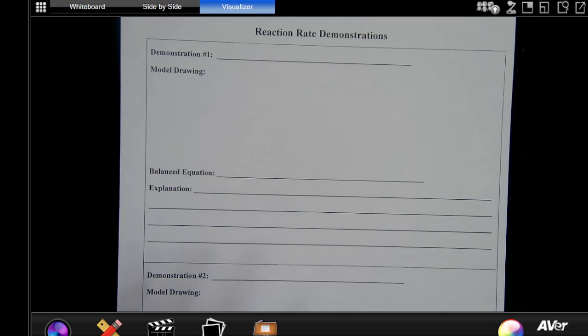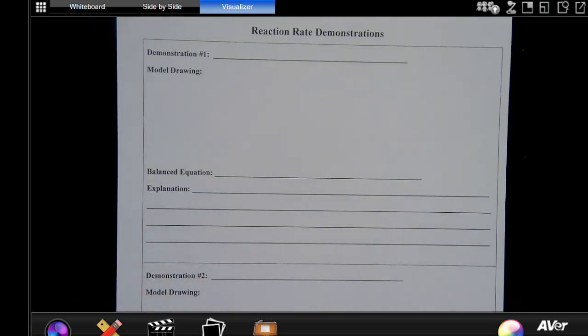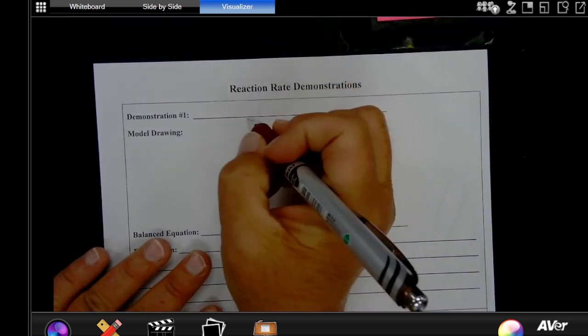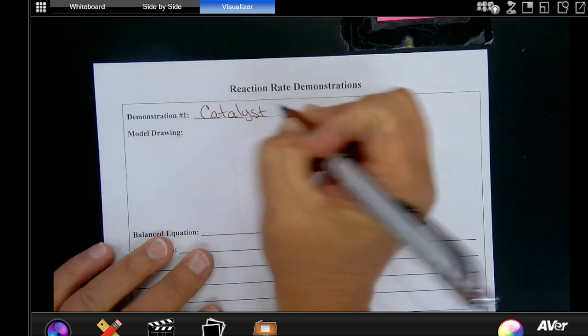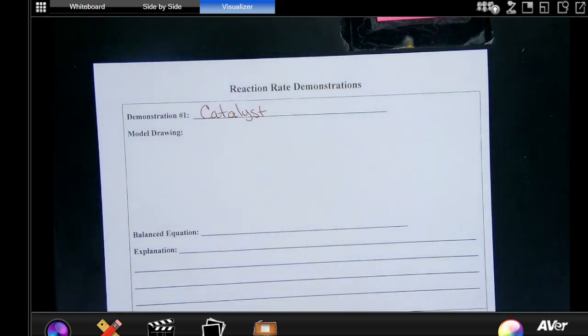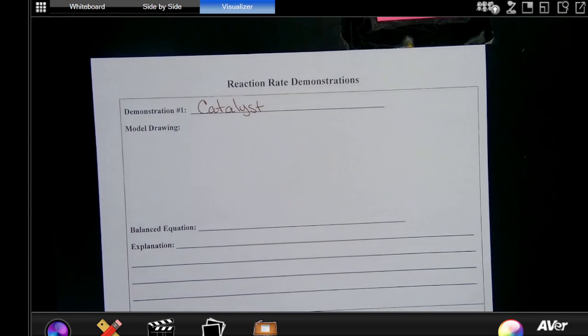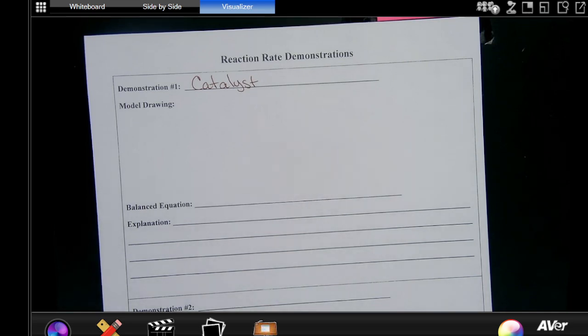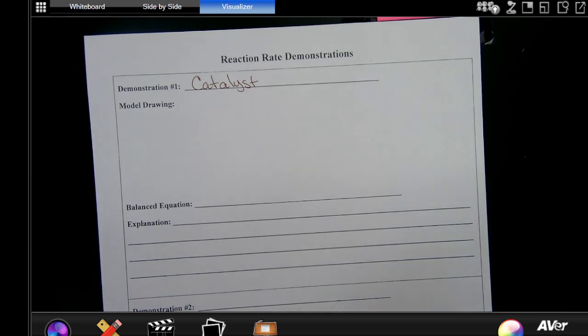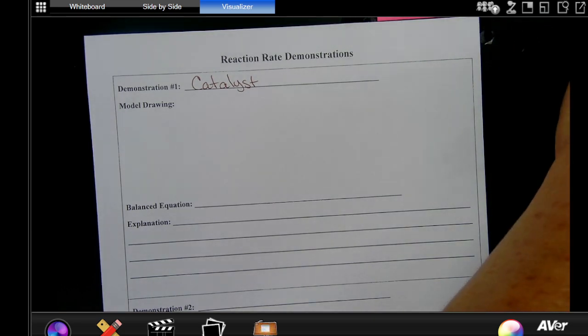On your sheet, what you're going to write down here, there's my pen, okay, is the first one you're going to see is going to be about a catalyst. So the first one you're going to see is what does a catalyst do for our rate of reaction. And remember, our rate of reaction is either we're going to speed up or slow down. Okay, and so we're going to draw what we have to start with.